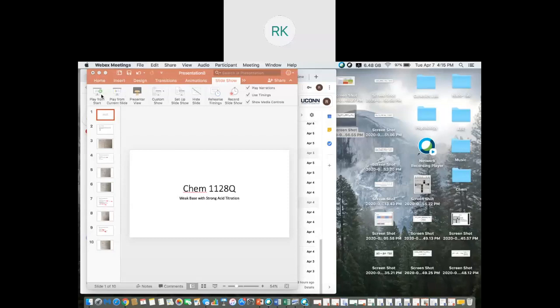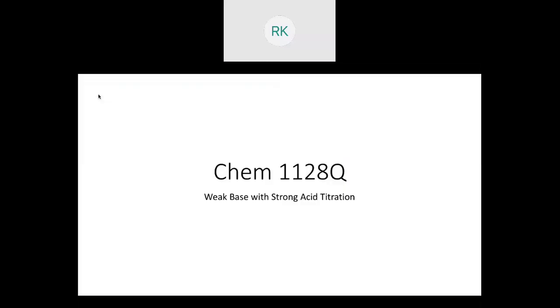Okay, so our goal here is just to do one problem. It's just going to be a weak base being titrated by a strong acid. In a previous video, we went over how to titrate a weak acid with a strong base. You'll notice they're very similar. The steps we derive from those processes will be in this PowerPoint as well.